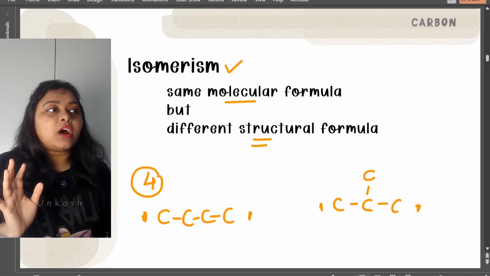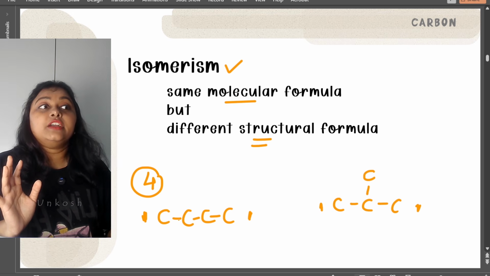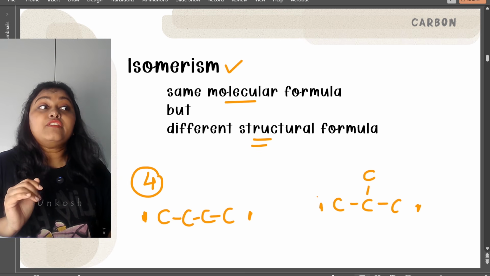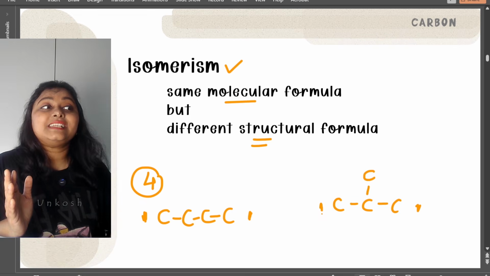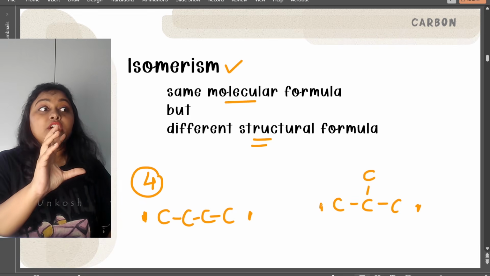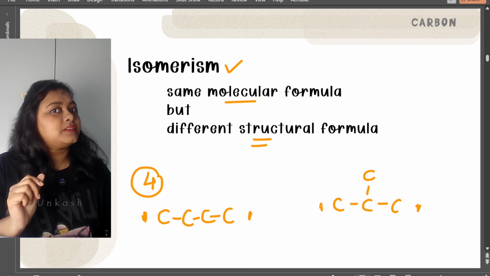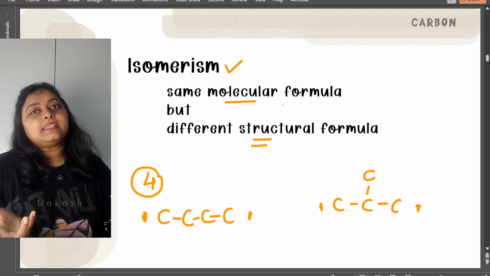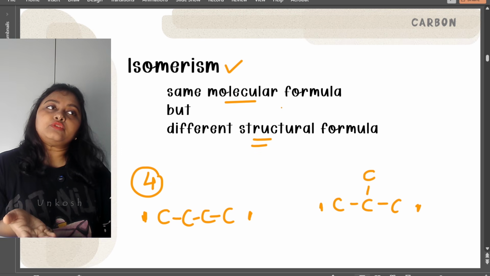Here also there are 1, 2, 3, 4 carbon atoms. Here also there are 4 carbon atoms. Yet they have different structures. We can see that they appear different. When we look at the compound, the structure of that compound is different. But if you see the molecular formula, it will be the same number of carbon atoms in both of them.